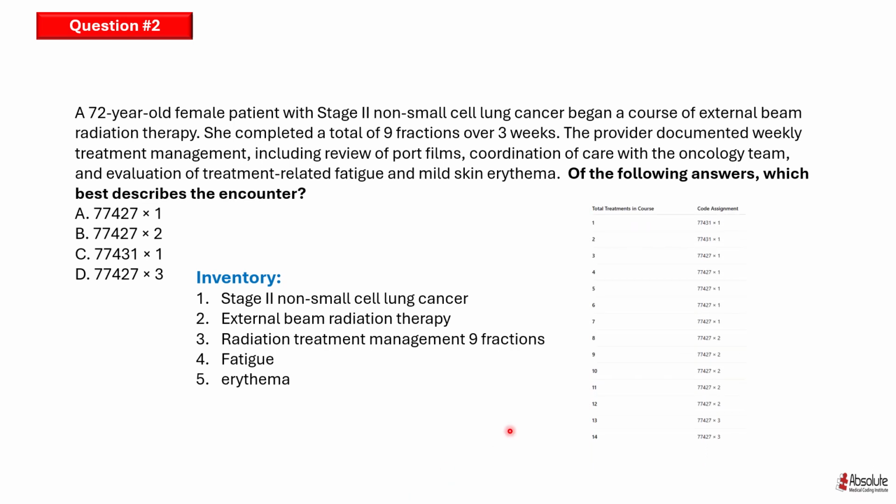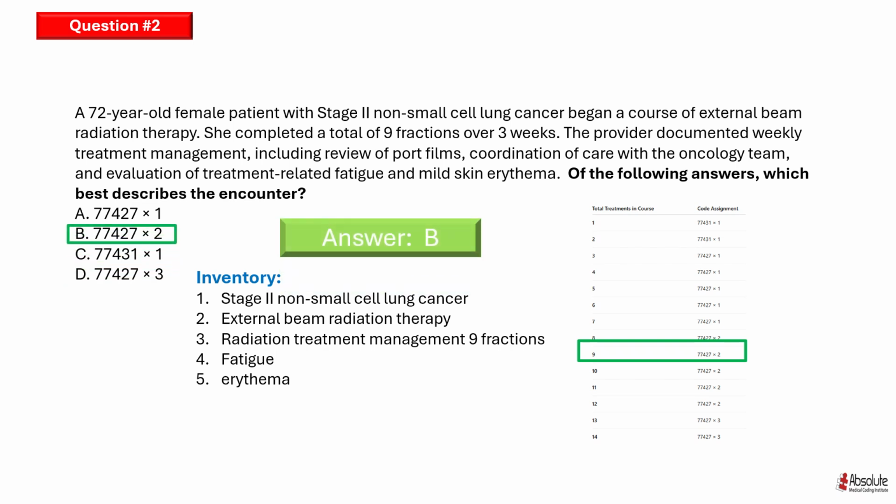All right, coders. So here's our chart, right? And what do we look for? Our 9 fractions or our 9 treatments, and it says the code is 77427 times 2. Yes, 77427 times 2. And if you said B, way to go. Now, coders, I know sometimes I beat a dead horse. I'm not trying to do that. But I'm trying to say it differently so you get it. I'm not saying more, I'm saying the same thing differently.